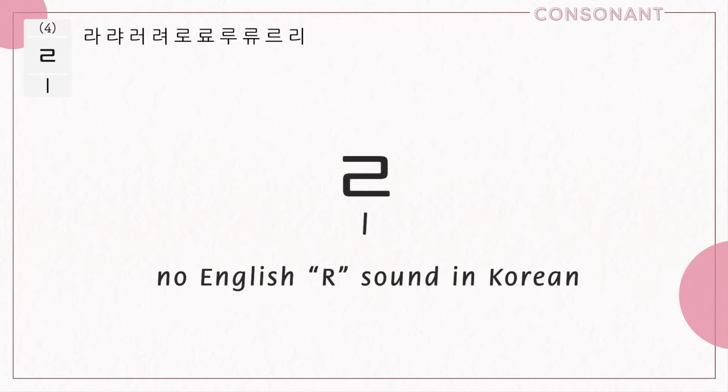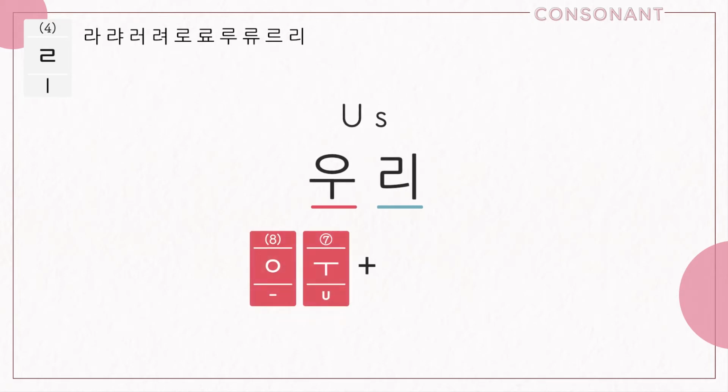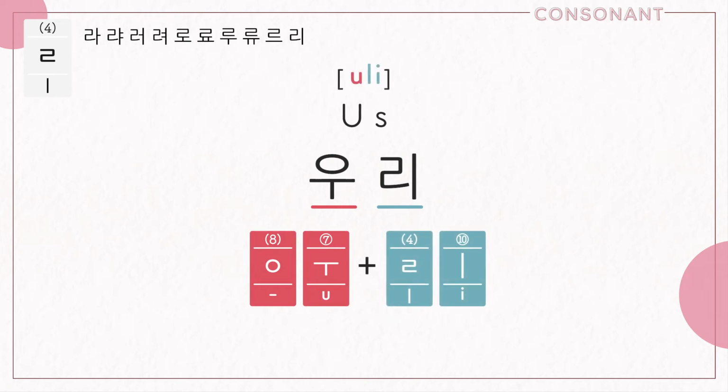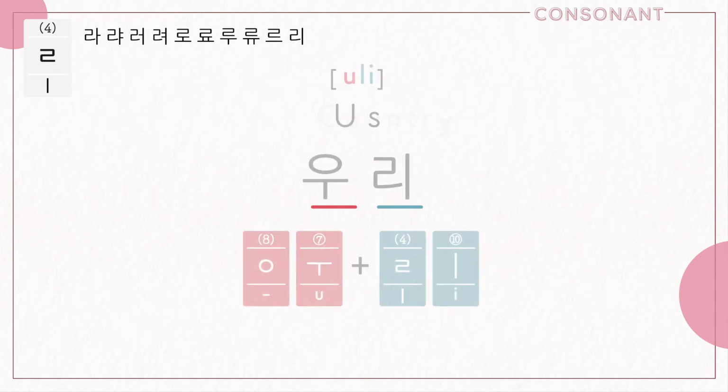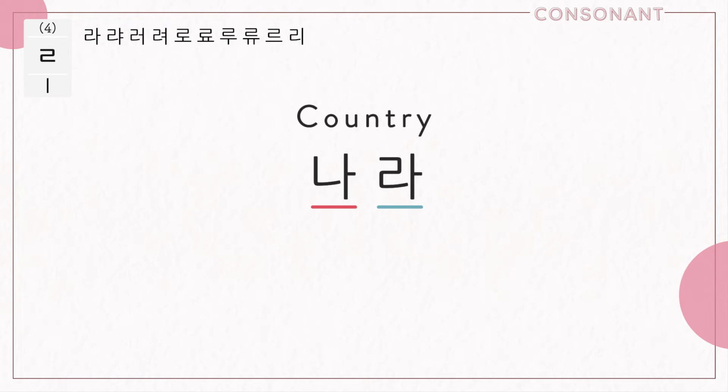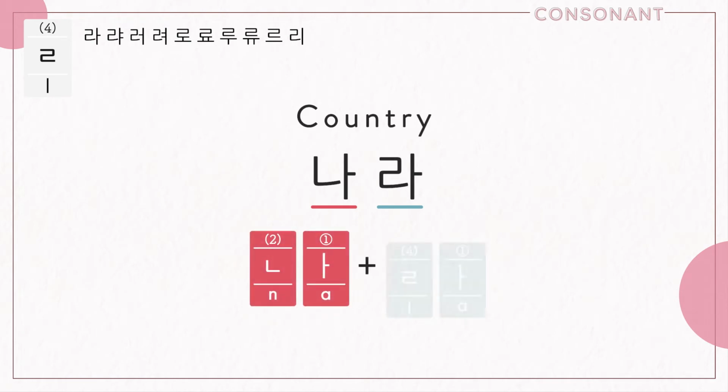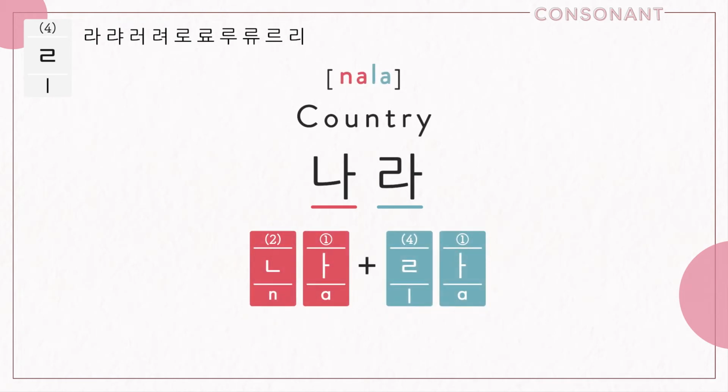Next, let's look at the L sound. By the way, there is no English R sound in Korean, so just don't think about the difference between R or L sound. Okay, first word is we, uri, u plus ri, uri. And next one is country, nara, which is na plus ra, nara.